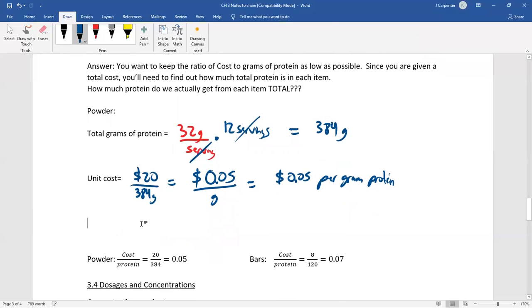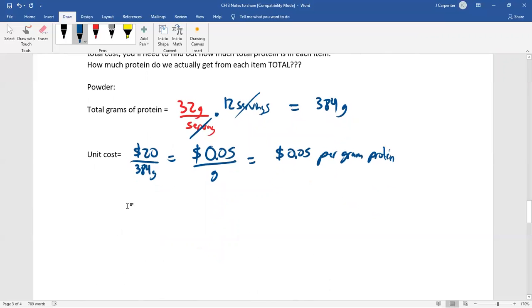Well, now let's try out the, oops, spoiler alerts, bars. We've got to find the total grams of protein. And we already saw what to do, so we're just doing the same thing here. It was 20 grams per serving.